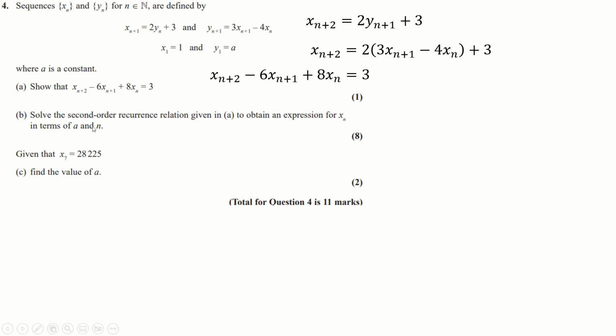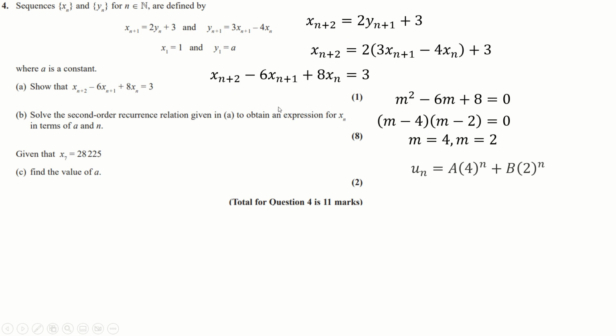So that's that done. Solve this now. So we're going to deal with this bit first and set up the auxiliary equation, which is m squared minus 6m plus 8. That has two solutions. This is one of the first things you ever learned to factorize, so maybe just do that. m is 4, m is 2, means your complementary function or solution is u n equals big A, don't know what A is, times 4 to the n, plus big B times 2 to the n. We'll solve for A and B later.